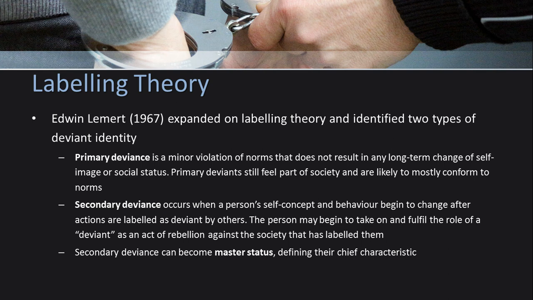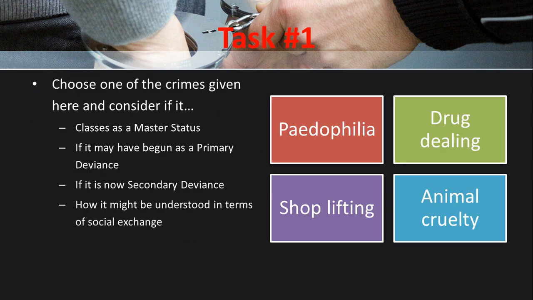Some forms of secondary deviance, Lemert says, are so serious that they shift into becoming what he terms master status. So they become the defining feature of that individual in the eyes of others, and quite possibly in the eyes of themselves as well. So we're moving into the realm of what is perceived as heavy-duty criminal behaviour, or heavy-duty deviant behaviour. Again, with this rider, that what one culture classes as heavy-duty deviant master status, another culture might not. So there is a degree of variance going on here.